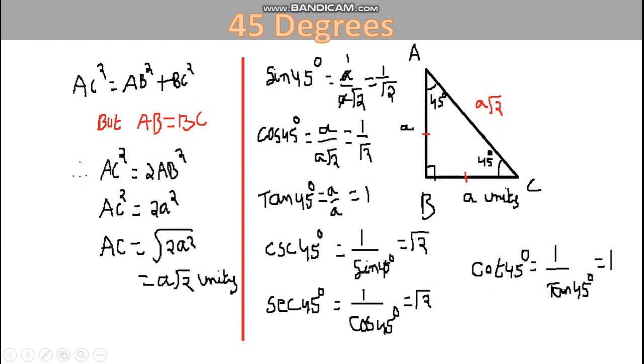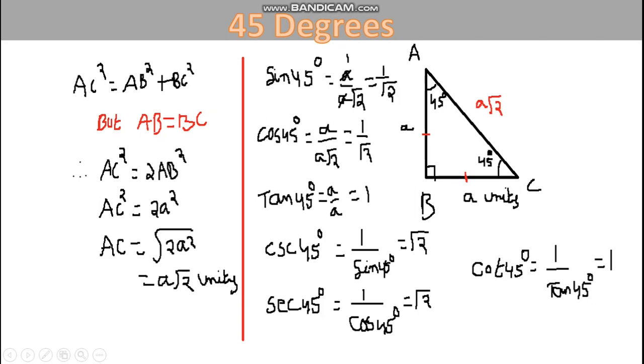Now I am going to write the trigonometric ratios using 45 degrees. Children, you can take either angle A or angle C, because both are 45 degrees. So I am considering angle A. So sine 45, side opposite to angle A, that is BC by AC, that is A by A root 2, which is 1 by root 2. Cos 45, A by A root 2, which is also 1 by root 2. And tan 45, which is BC by AB, that is A by A, which is 1.